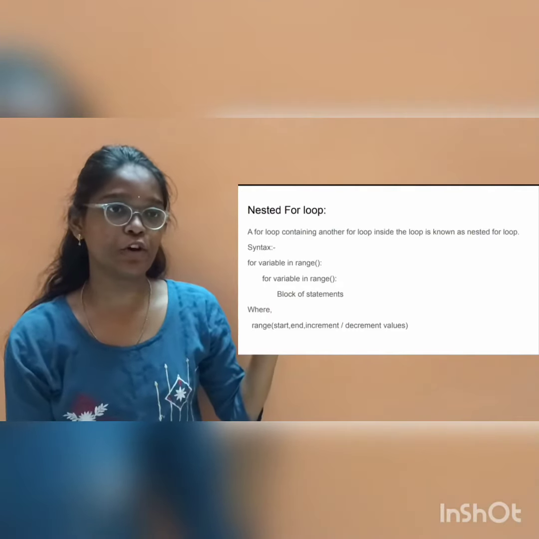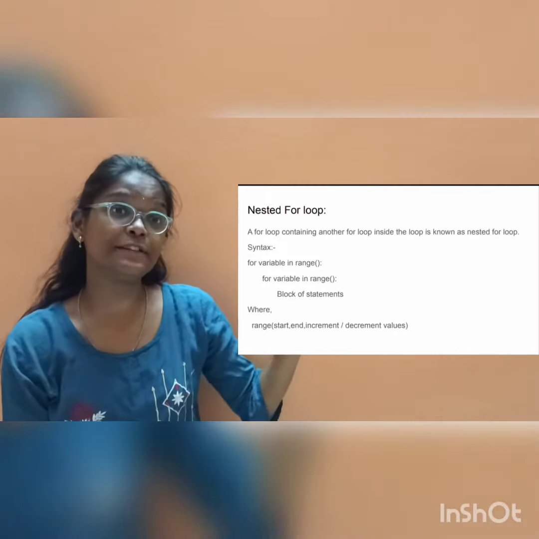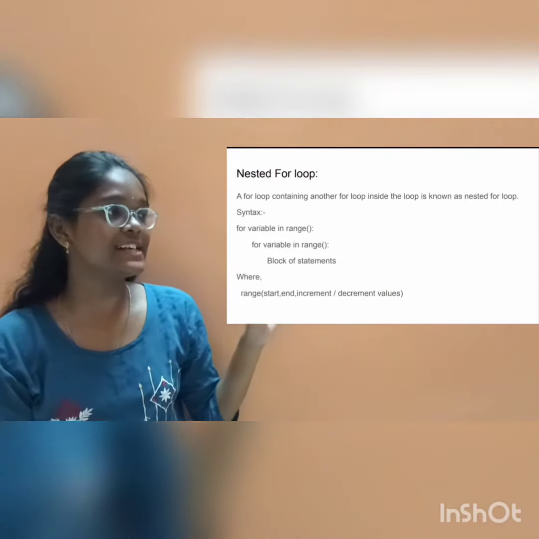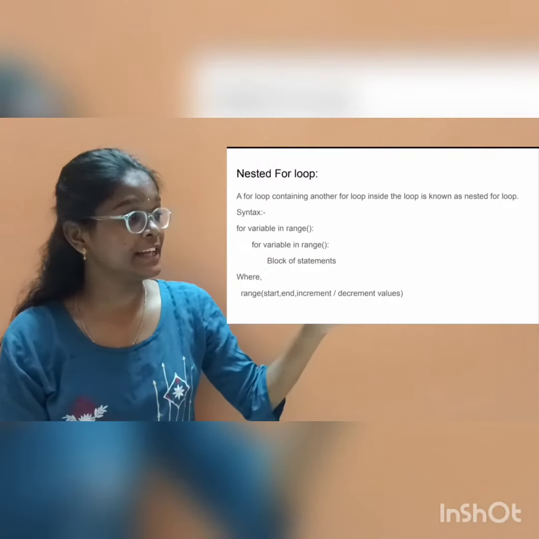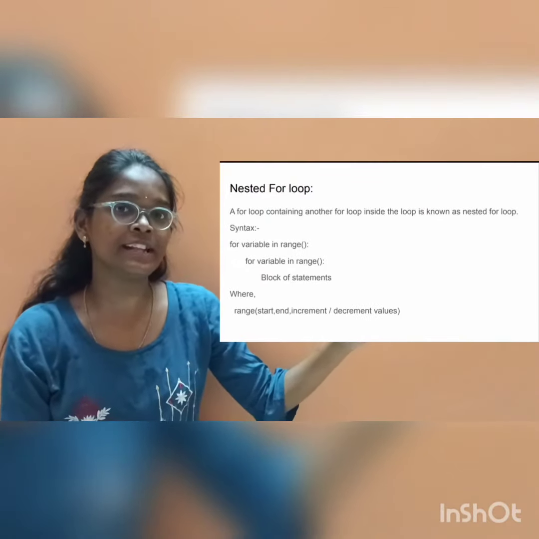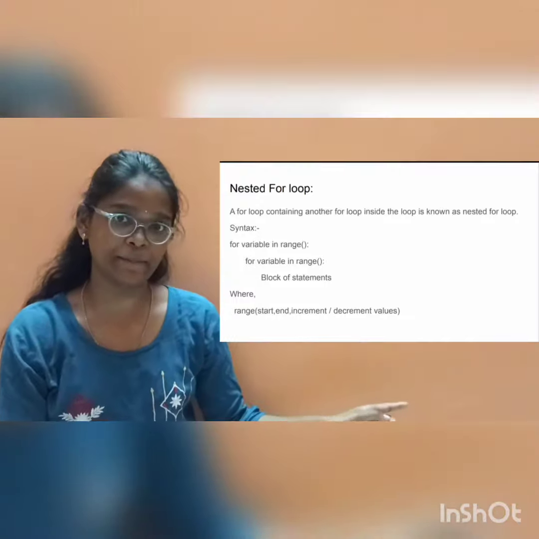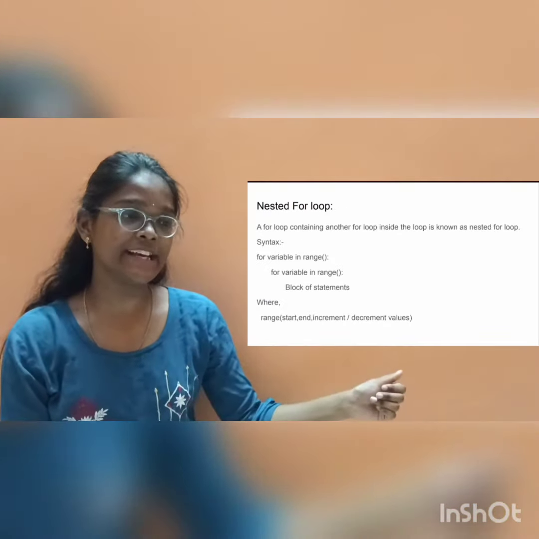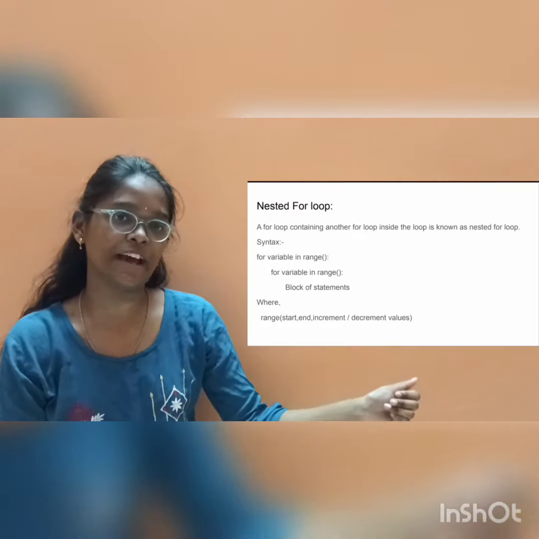Coming to the nested for loop, a for loop containing another for loop inside it is known as nested for loop. Coming to its syntax, for variable in range of, in that loop take another for loop in the range of and body of statements, where in range we should give starting element, ending element and increment or decrement values.